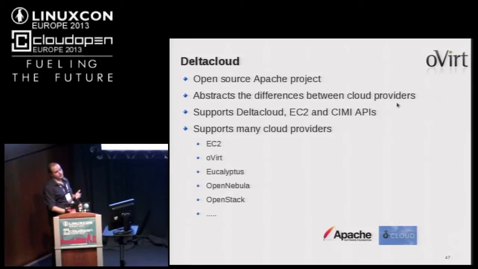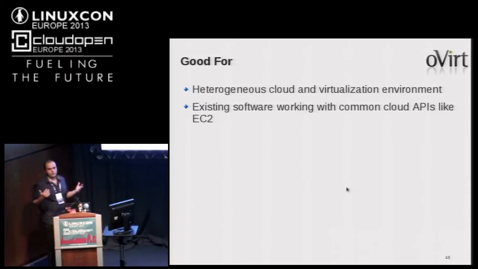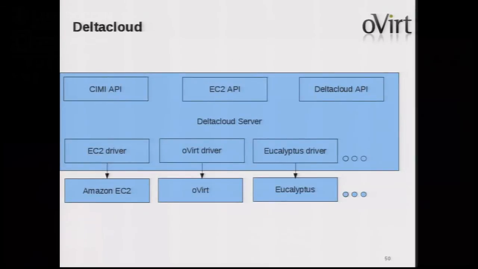They support three types of APIs currently. One of them is the Deltacloud API, which is their own API, and the EC2 API, which is the Amazon Cloud API, and the CIMI API, which is the Cloud Infrastructure Management Interface API. The latter two are not fully complete, but a lot of options are in there. Basically, if you have an environment with a lot of different cloud providers or virtualization providers, and you would like to work with a common set of APIs on top of that, then you can use Deltacloud. It supports oVirt as well. Again, just a way to use another set of APIs.